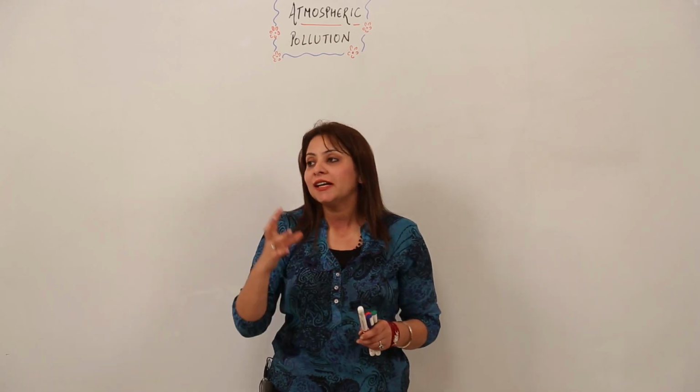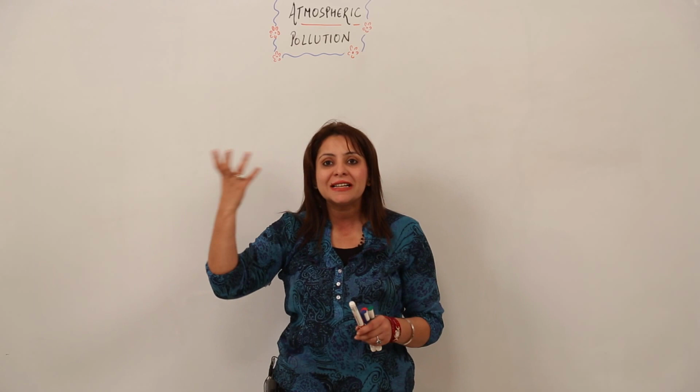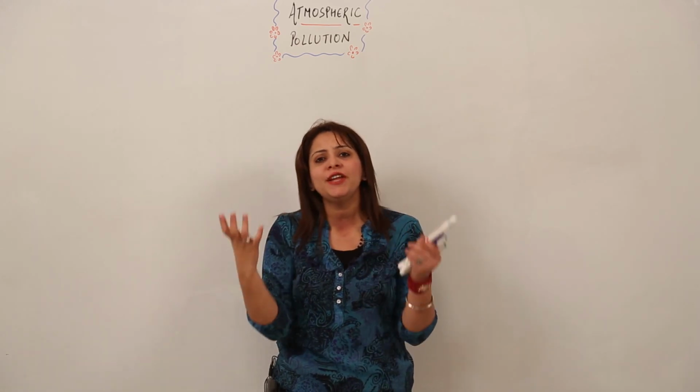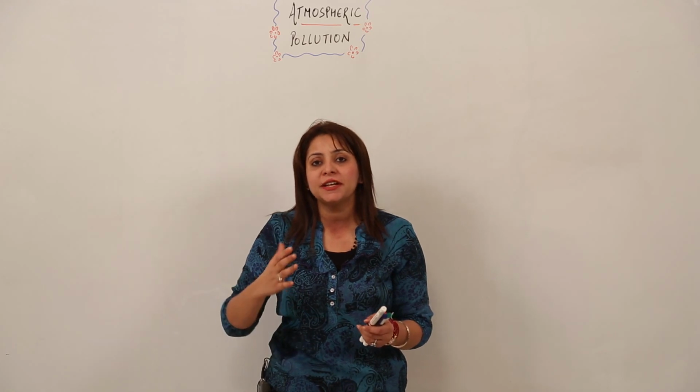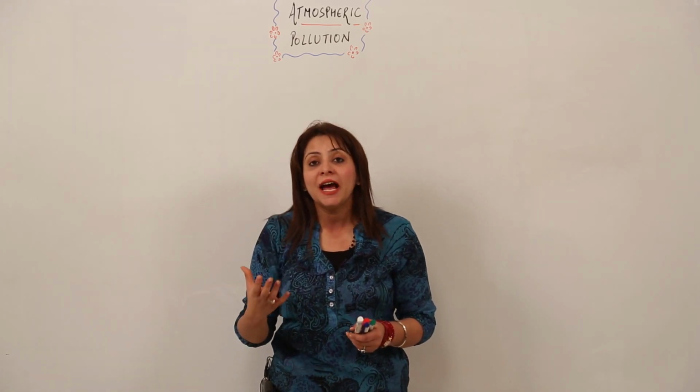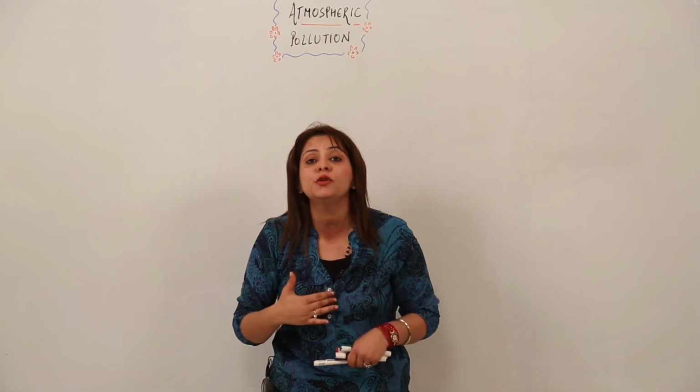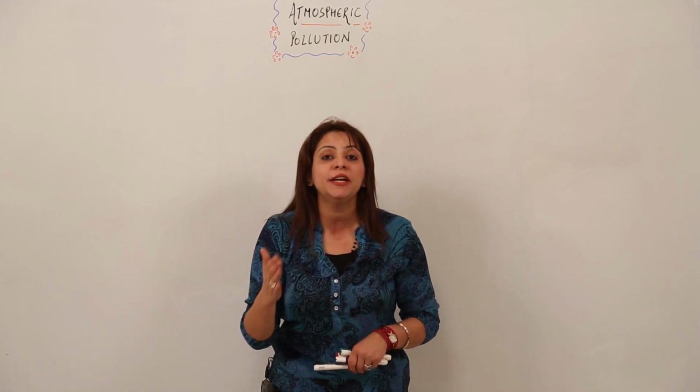It contains certain dust. It contains certain pollen grains. It has a lot of things which should not be present in the air because they are contaminating it, and those are not desirable substances; in fact, they are harmful to us. So that is atmospheric pollution.